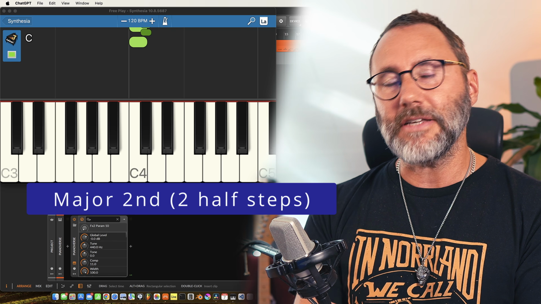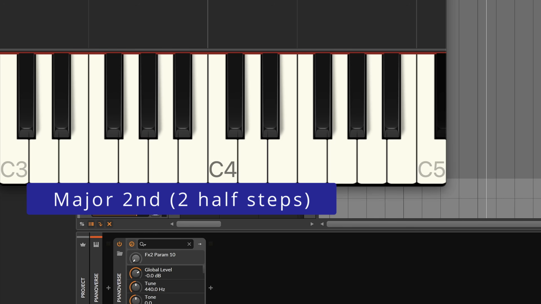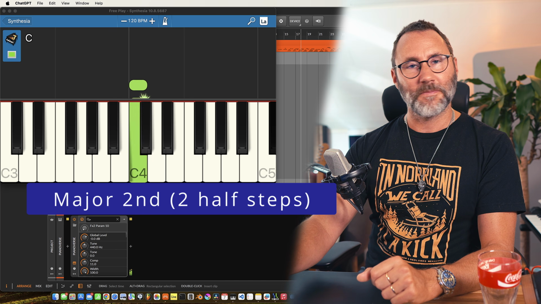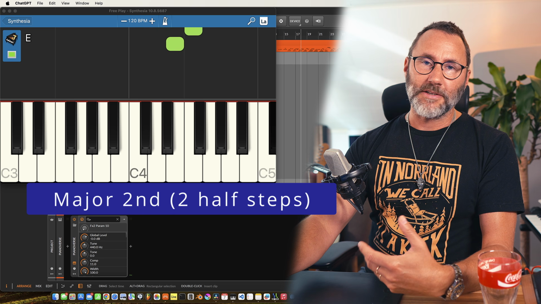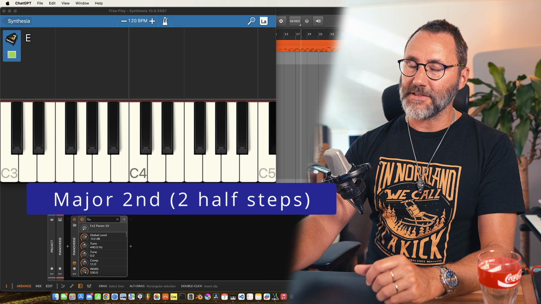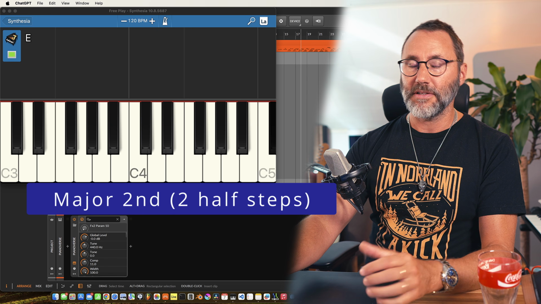The next interval is called the major second, two half steps away from our root note. So if we have the C4, that's gonna be a D. You know the song? So that's basically Happy Birthday. So that's one song that I connect with the major second.